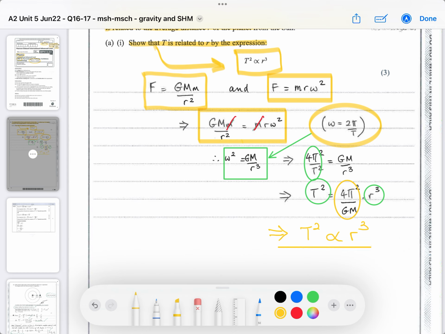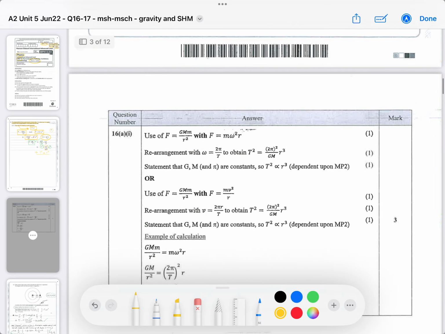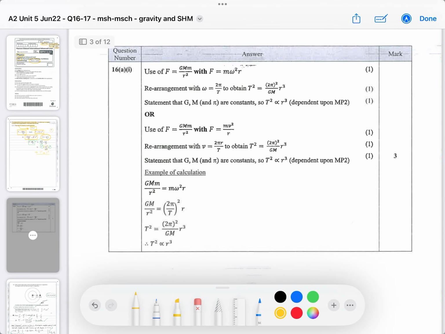Hope that makes sense, and you'll have to look at the mark scheme to see the breakdown of the marks. The mark scheme is included in this run through. There it is. So there's more than one way of doing it, according to the exam.